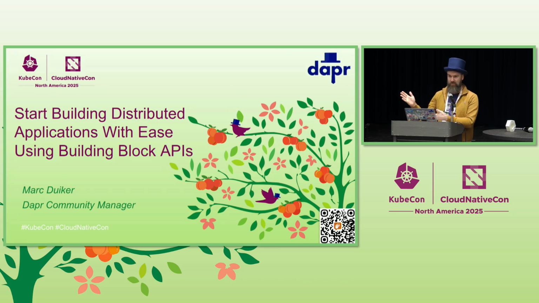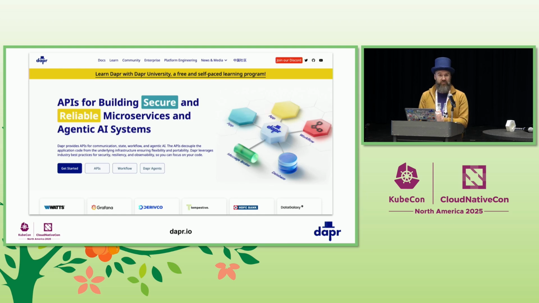I had to give the birds some hats here as I'm wearing a Dapr hat as well. So Dapr stands for the Distributed Application Runtime. It's a graduated CNCF project since last November. It's been around for about 6 years, and it offers APIs for building secure and reliable microservices and agentic AI systems. We all have to jump on board of the AI stuff a bit anyway, right?